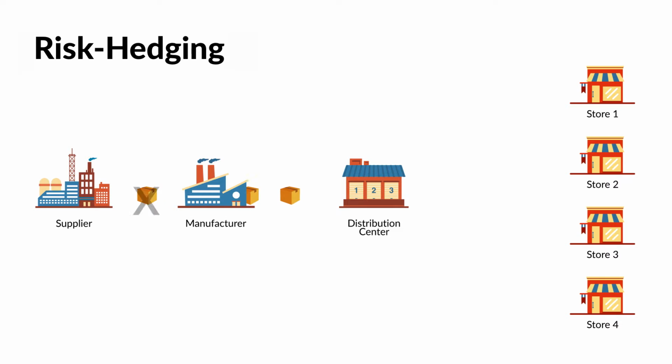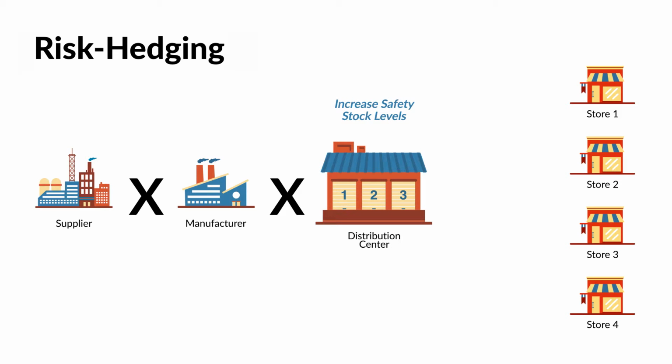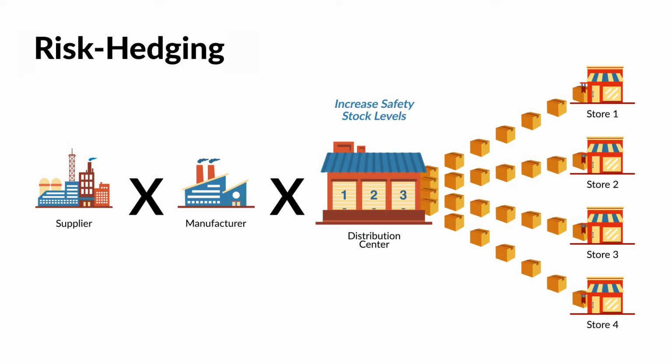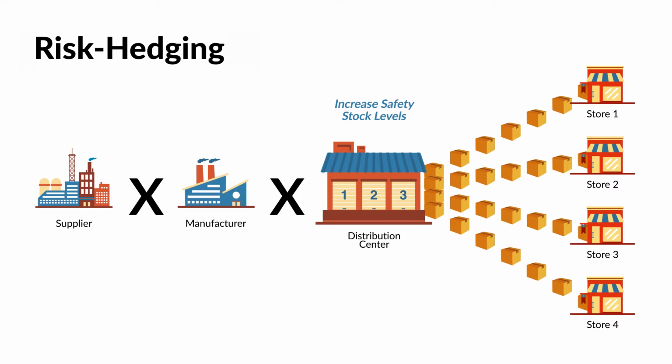Well, a risk hedging strategy also suggests that safety stock levels can be increased in various locations to create inventory buffers that help a supply chain function during short supply disruptions. These inventory buffers, or I like to call them buffer stock, can exist anywhere in a supply chain, and they are simply held to account for supply uncertainty.